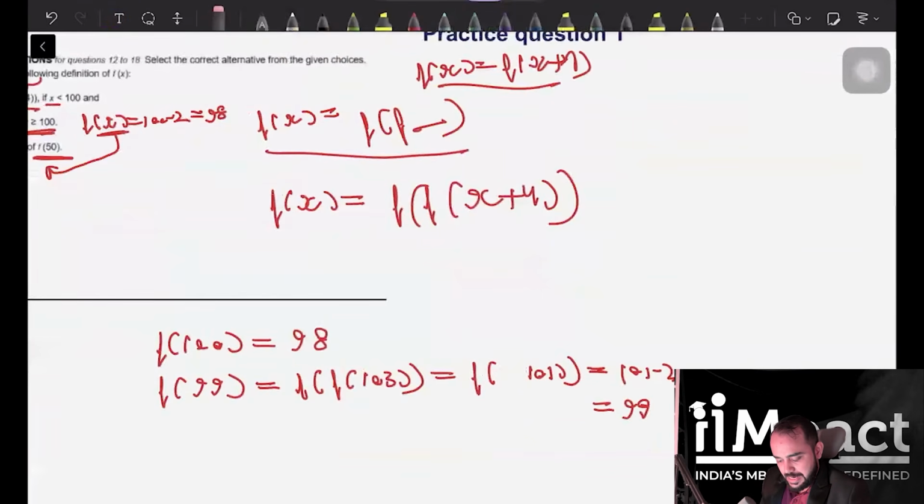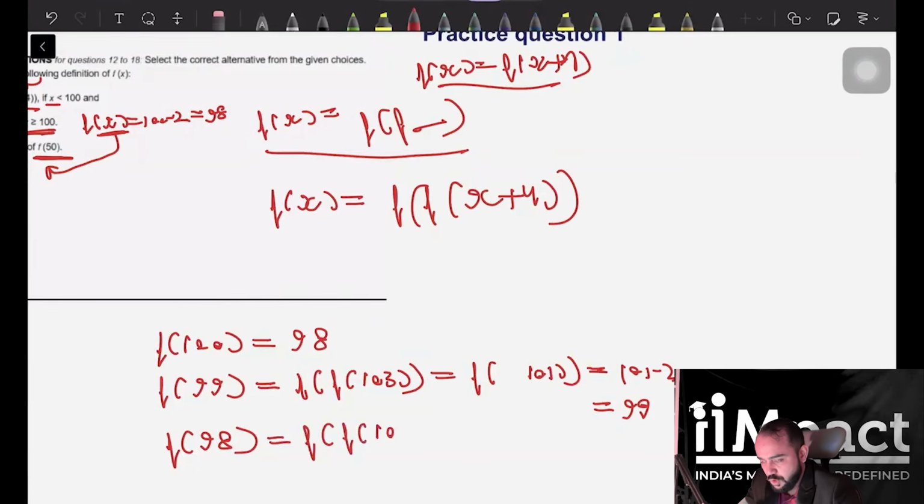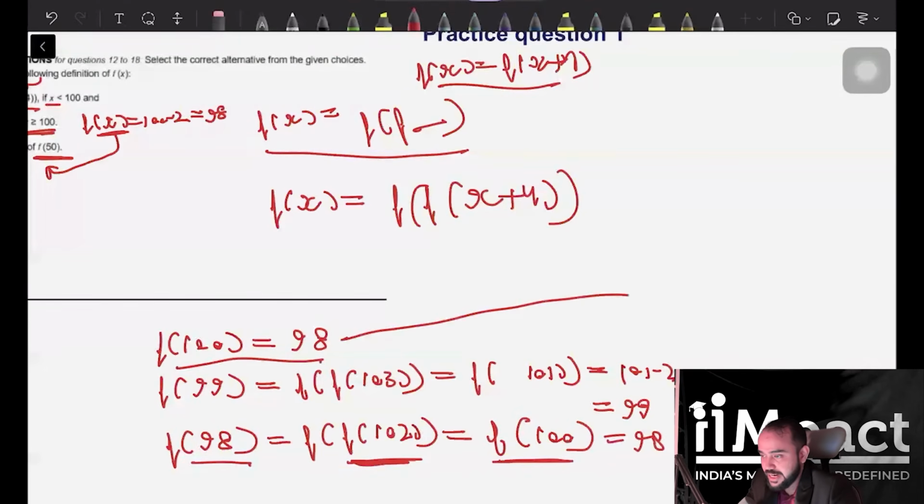Let's find one more value. F of 98 will be equal to f of 102. What is f of 102? F of 102 is going to be 100. F of 98 is equal to f of 100. What is f of 100? 98. 98, 99, 98. Do you see a pattern? Or do you see a possibility of a pattern? Yes, you do. Because when you go and find f of 97, it will turn out to be 99.